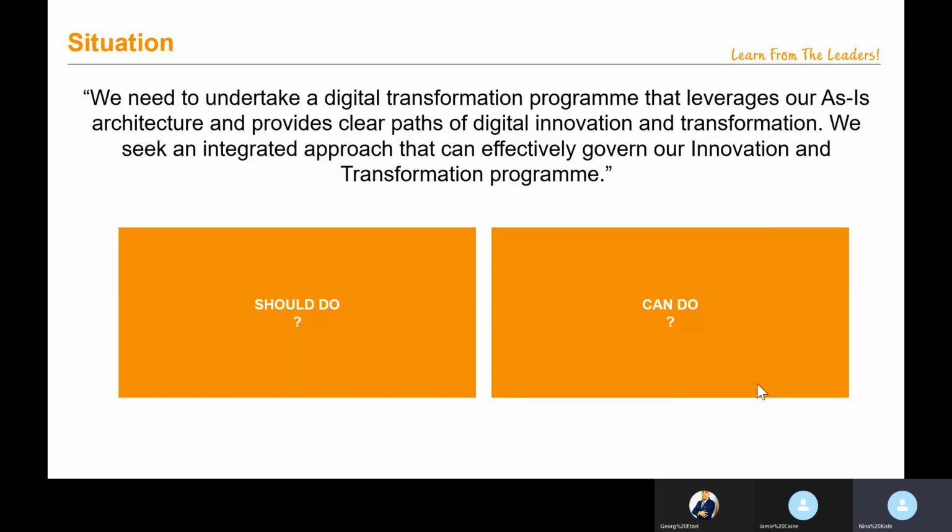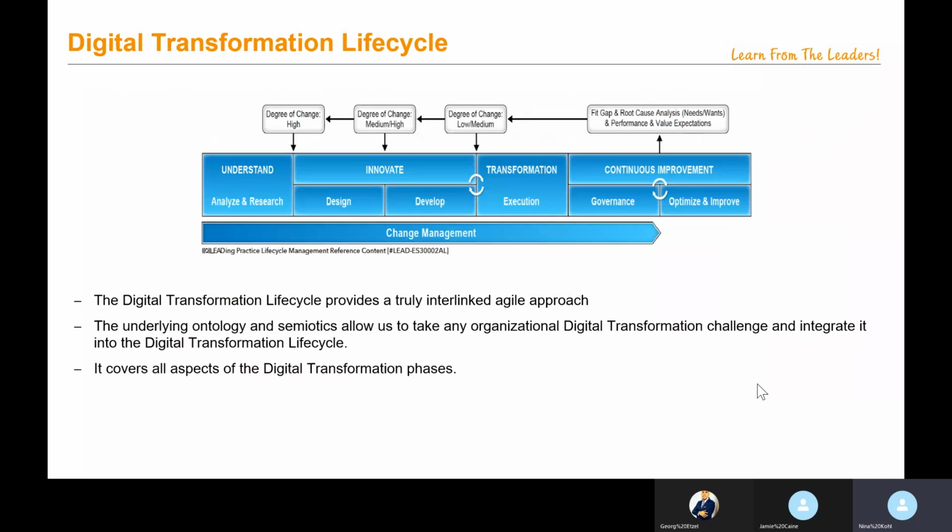So this is why I brought you today the Digital Transformation Lifecycle by Leading Practice. The Digital Transformation Lifecycle provides a truly interlinked and agile approach. And with the underlying ontology and semiotics, this will allow us to take any organizational digital transformation challenge and integrate it into a digital transformation lifecycle. And it covers all aspects of the digital transformation phases. What I would like to do now is have a deeper look at the understand and the innovate phase. So let's do the understand phase.